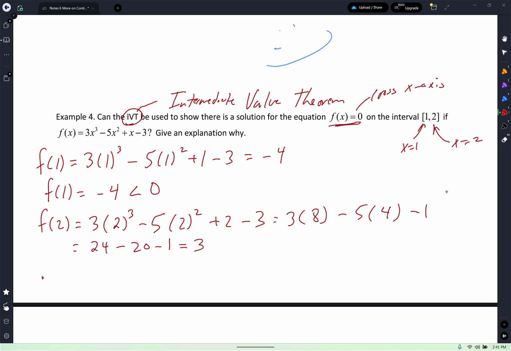I know that f of x is continuous on the interval 1 to 2. Oh, that's for attendance. Oh, yeah. Okay. All right, here we go.